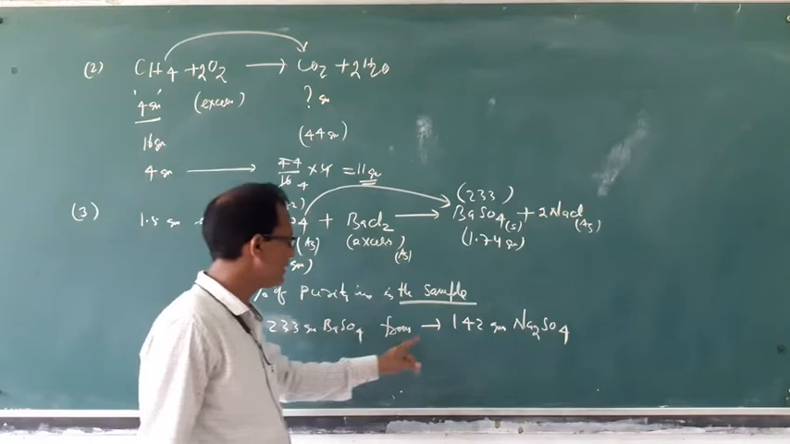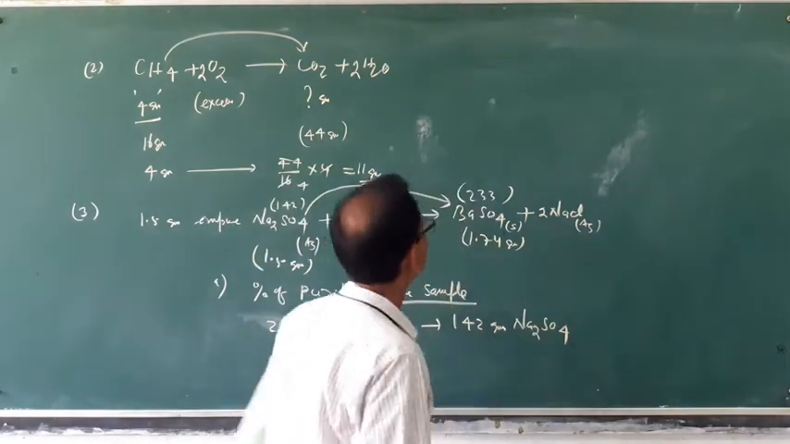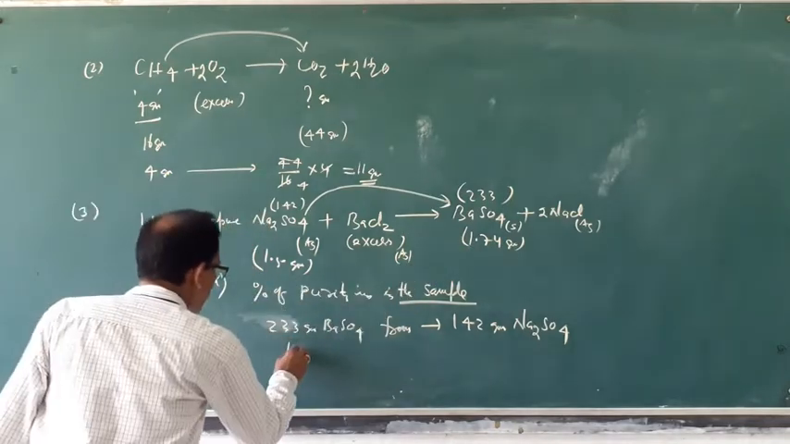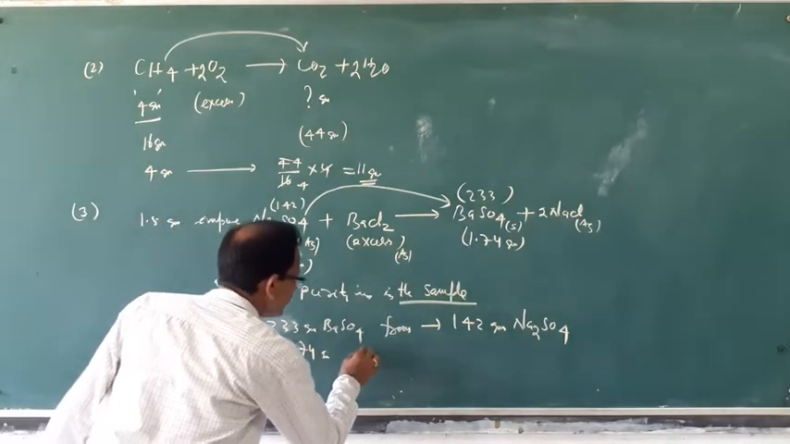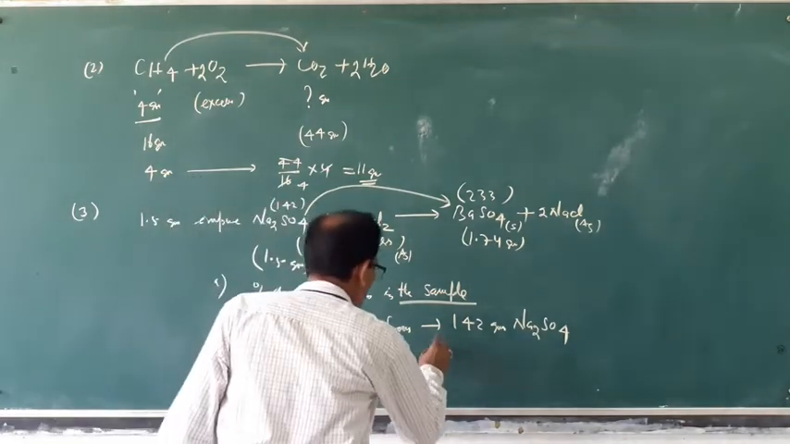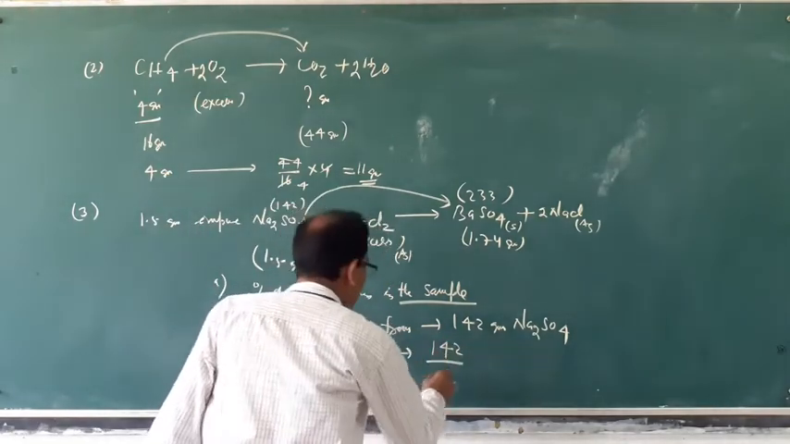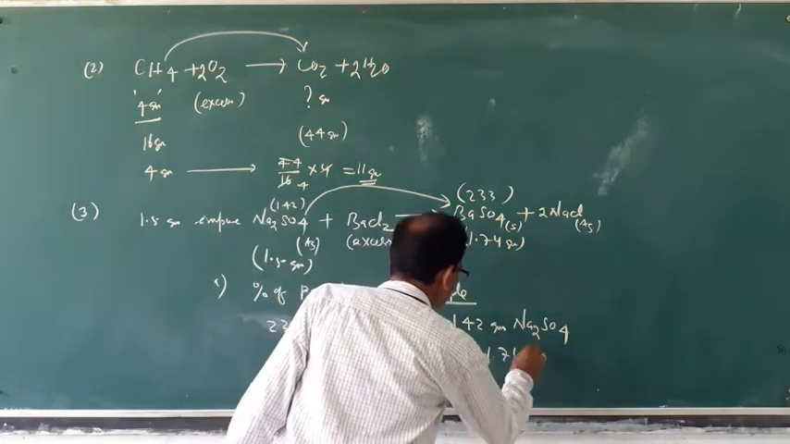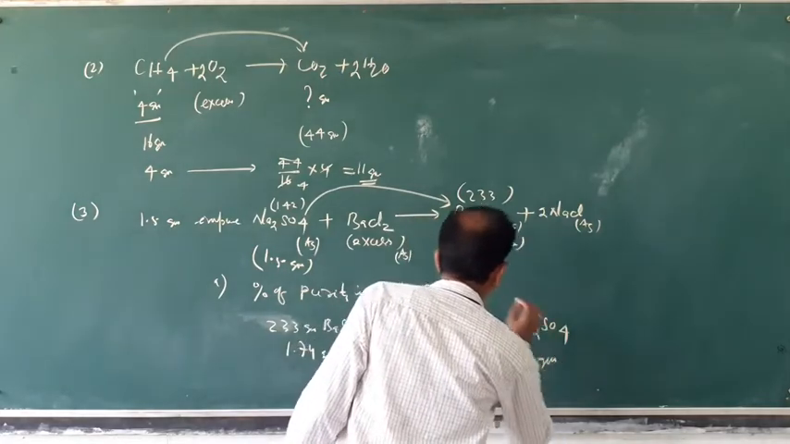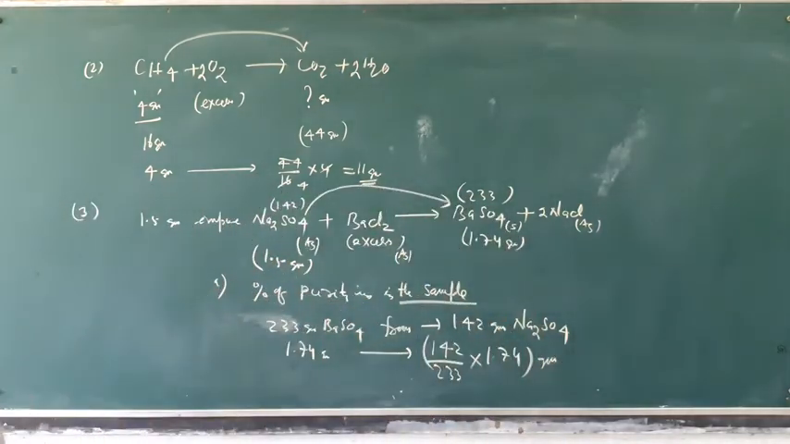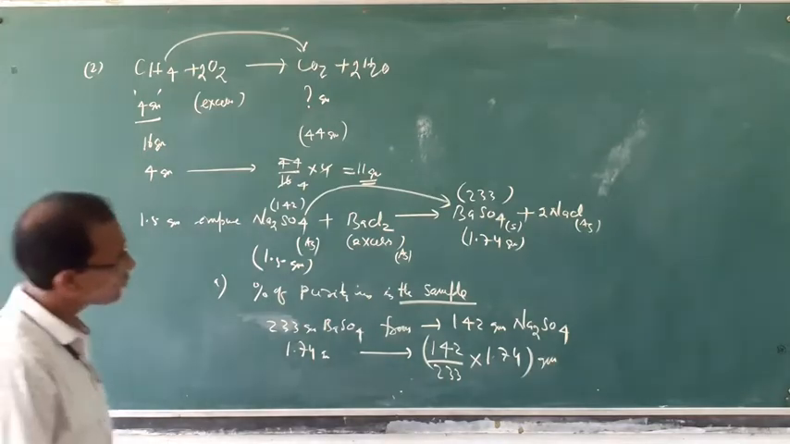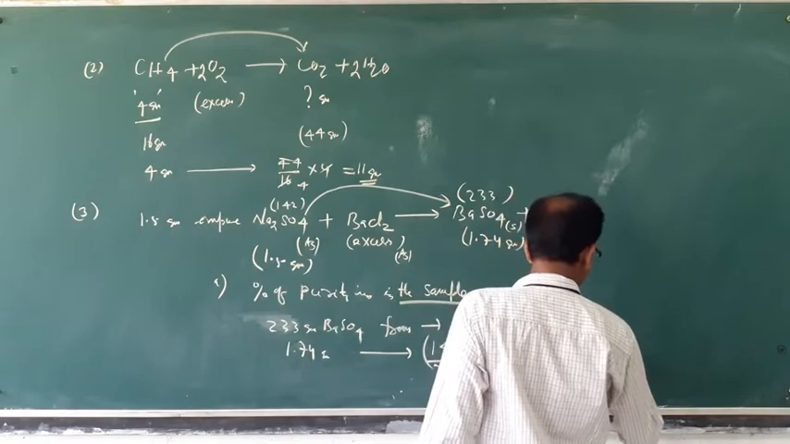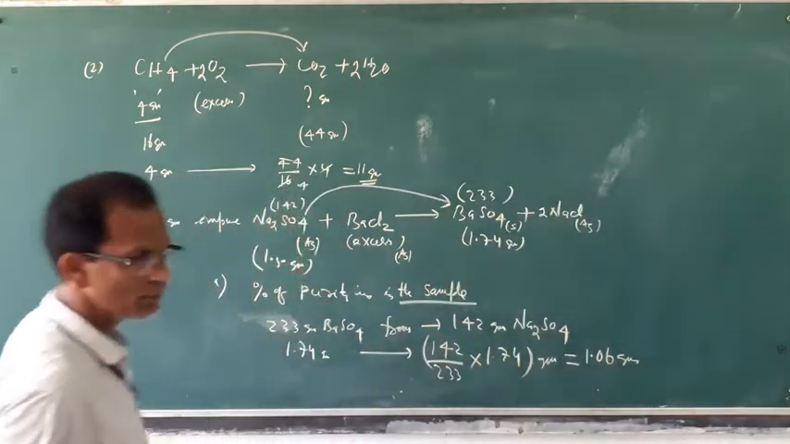233 gram barium sulfate is produced from 142 gram sodium sulfate. So 1.74 gram of barium sulfate will be produced. If you see, what is the value? 142 by 233 into 1.74 gram sodium sulfate. If you calculate, the value will be 1.06 gram.